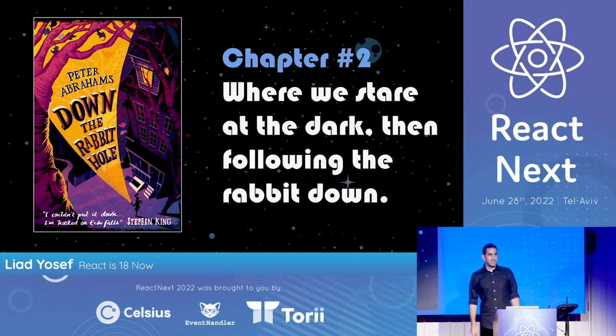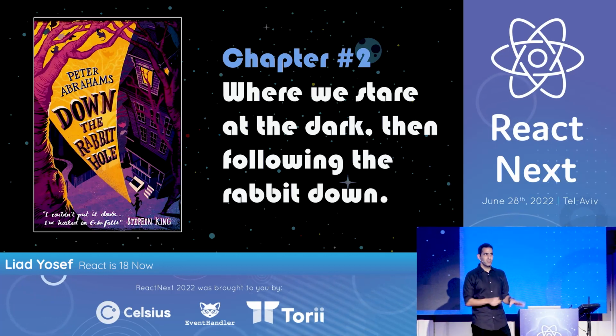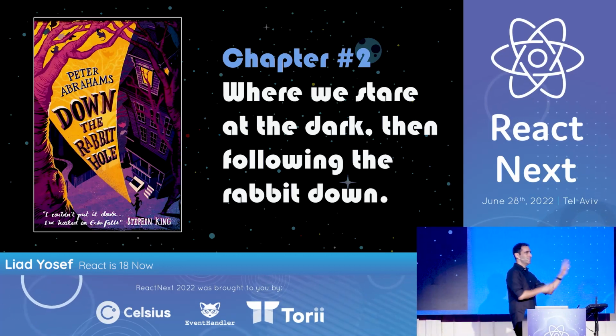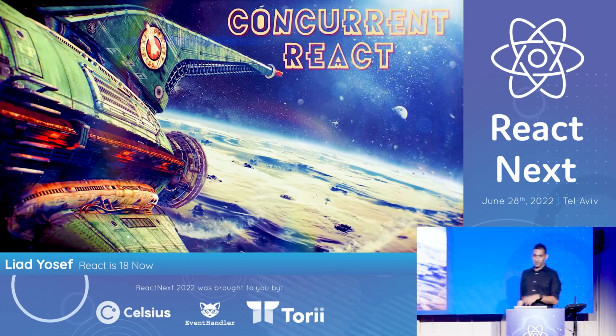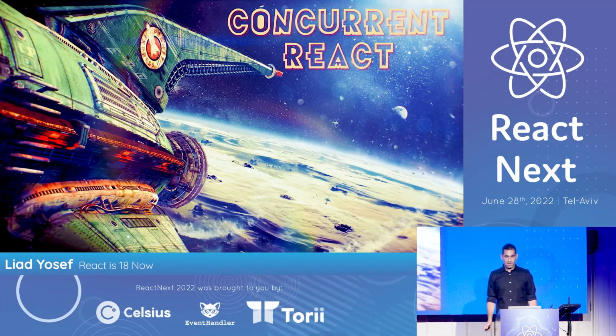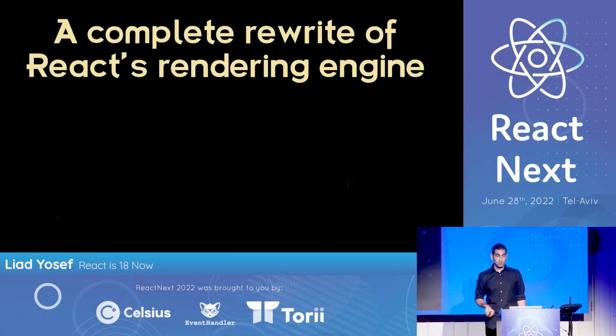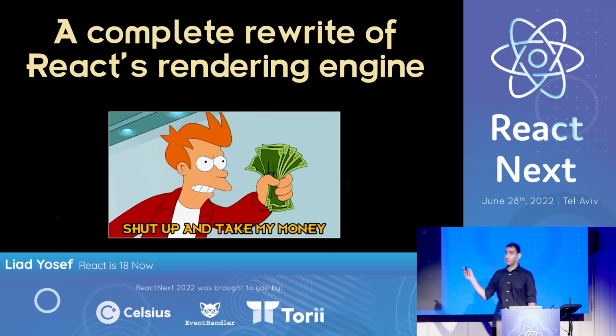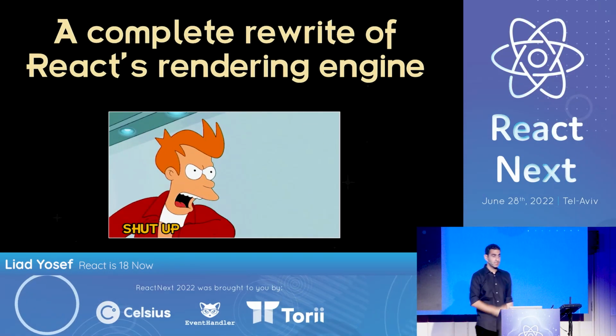So this brings us to the second chapter, where we start to understand that the rabbit hole is a little bit deeper than we thought. It's not just nice, fancy hooks. We have a lot of problems here. We'll start talking about Concurrent React. And Concurrent React is a complete rewrite of React's rendering engine. And here this GIF works because it's super exciting.